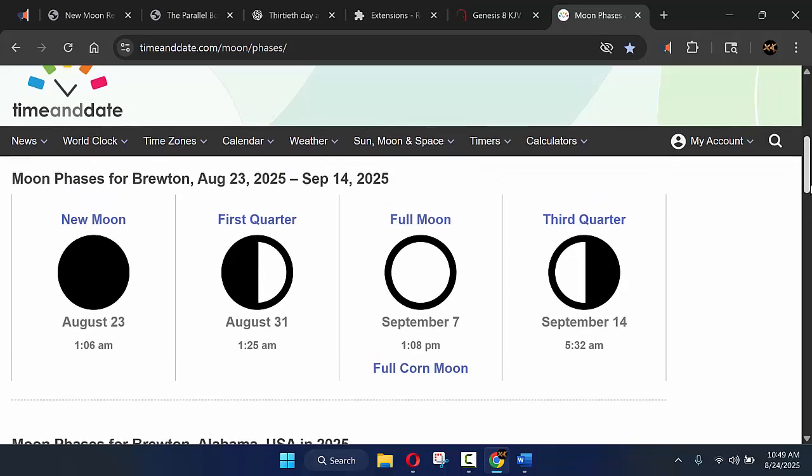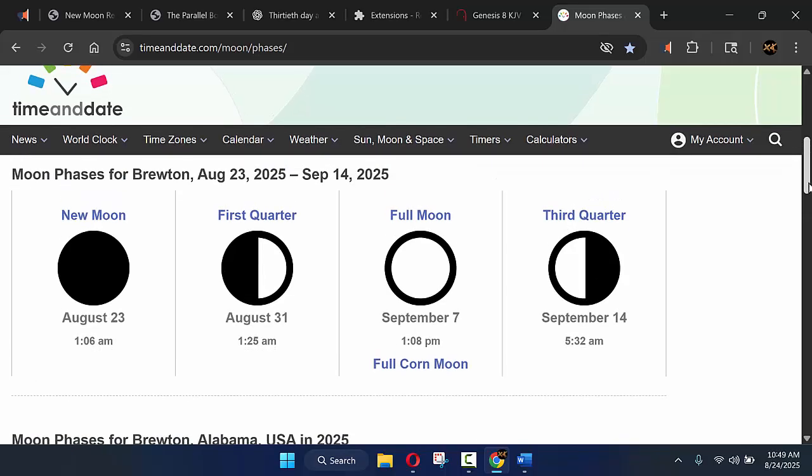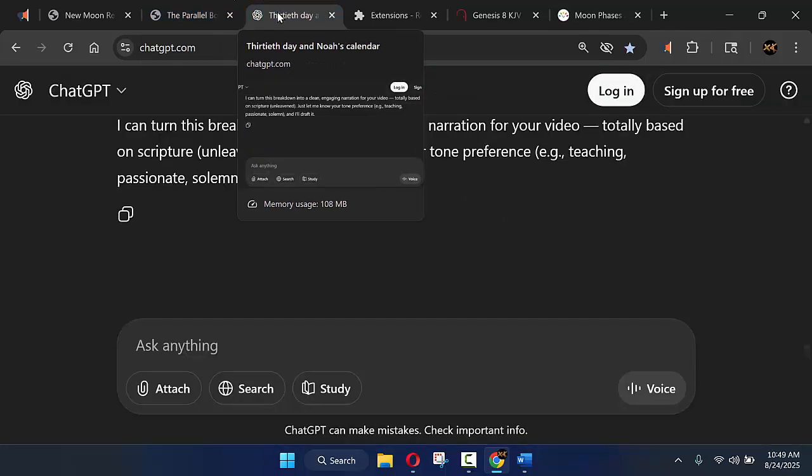Alright, so now let's try to use today's date. Today is August the 24th, and we are expecting a new moon today. So let's see if we can use that as an example.